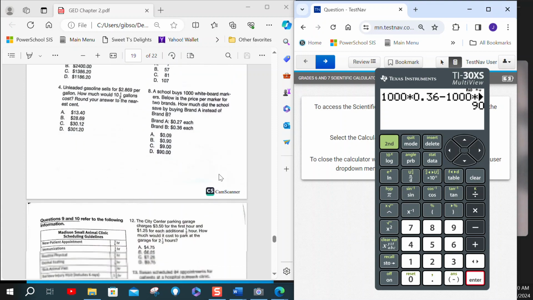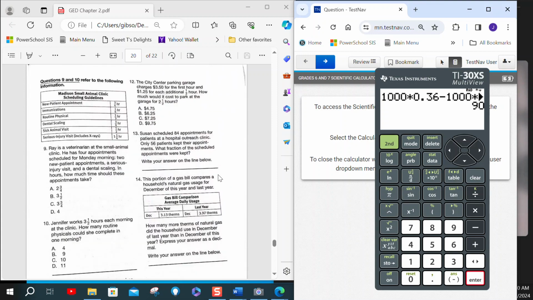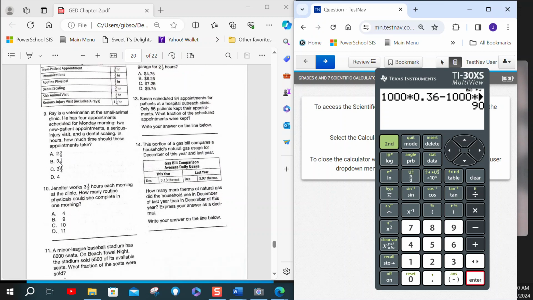Okay, now we move on to the next page. It says questions 9 and 10 refer to the following information. As you all see, we have this information here, so let's read problems 9 and 10. Ray is a veterinarian at the small animal clinic. He has 4 appointments scheduled for Monday morning, 2 new patient appointments, a serious injury visit, and a dental scaling. In hours, how much time should these appointments take?